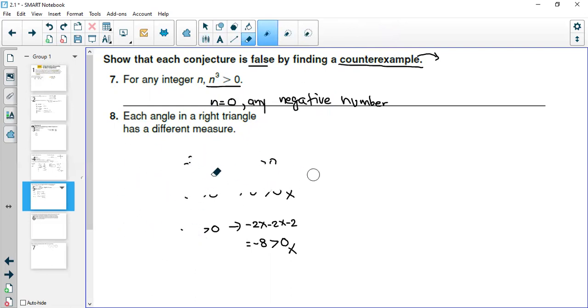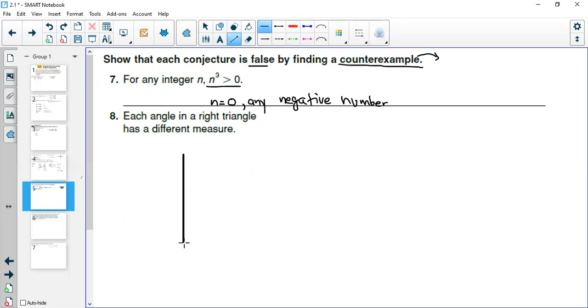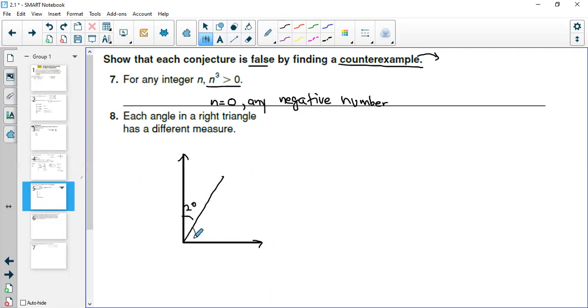Each angle in a right angle has a different measure. So the question says a right angle. So let me draw a right angle first. This is a right angle. Each angle in a right angle has a different measure. Is it true? Do you think if there's a right angle like this, the angles are always going to be 20, 70, or for example, we could say 35, 65? Do you think these angles are always going to be different numbers like this? Or can we find a counterexample?